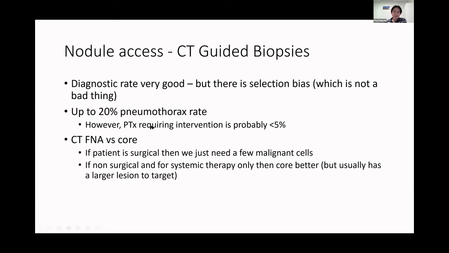There can be an up to 20% pneumothorax rate, but depending on the institution, there may only be a 5% or so intervention rate for those, as many times the hole is quite small and you can leave them alone. CT FNA versus core is always a question. I guess if the patient is surgical, then you really just need a few malignant cells, and then you can run all your ancillary tests on the surgical sample. But if they're non-surgical and if they're for systemic therapy, then I think a core is probably better, so you can run all the extra ancillary tests that you need to do.